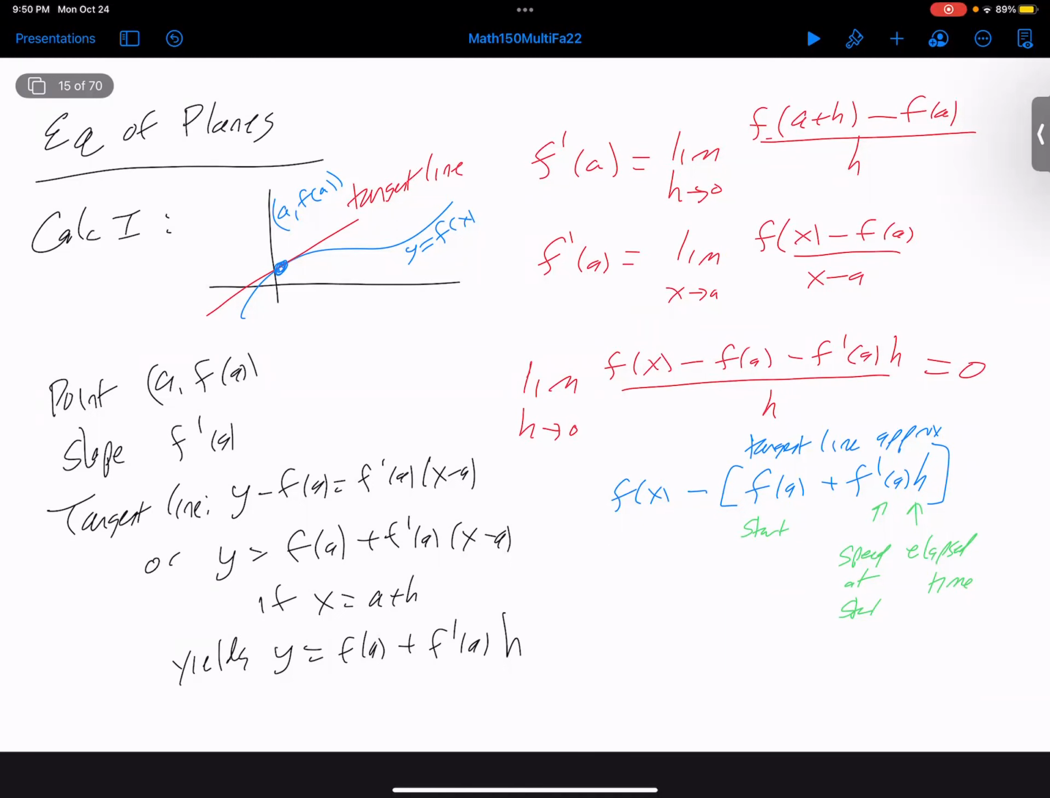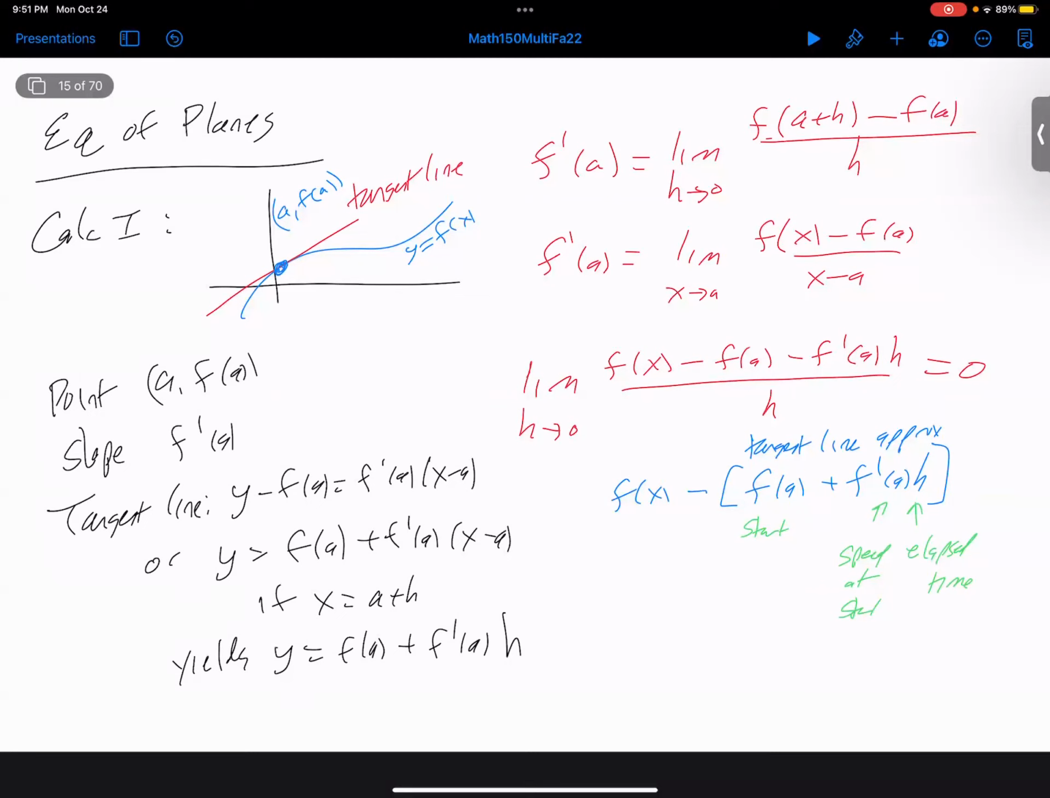And there's a couple of ways of writing the definition of the derivative. The standard is the derivative at a, f prime of a is the limit as h goes to 0 of f of a plus h minus f of a over h. That's the same as the limit as x goes to a of f of x minus f of a over x minus a, just let x equal a plus h. But another way of writing it is it's the limit as h goes to 0 of f of a plus h minus f of a minus f prime of a times h, over h.